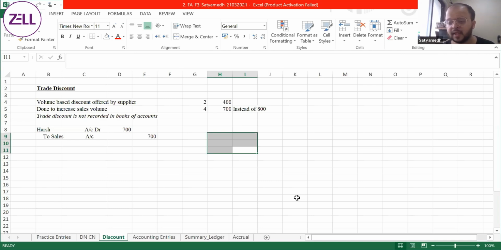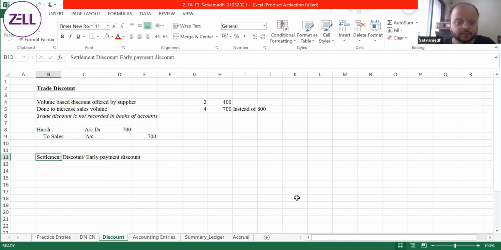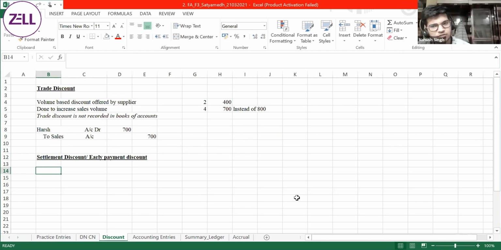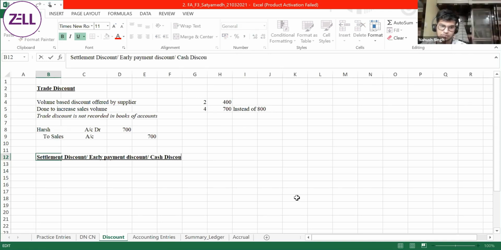ऐसा ठीक है. Now this is a trade discount and there is a second form of discount known as a settlement discount slash early settlement discount slash early payment discount. So it's also called cash discount, right? Yes, it is also called as cash discount.